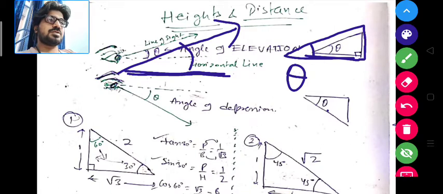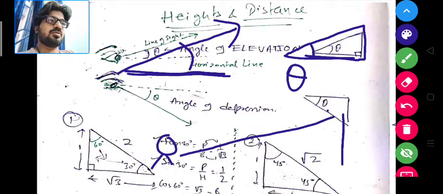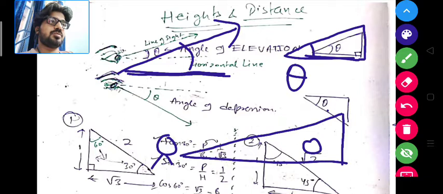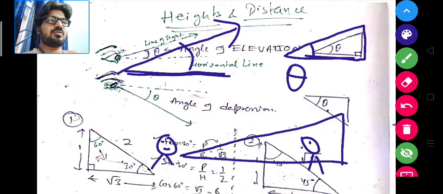So if you are observing something from far away, that angle will be lower, okay. And the same if you are standing just near to the building, then you have to take your head just vertically above from your line of sight. Okay, so this angle is more than this angle. So suppose this is 30 degree, this will be 60 degree.